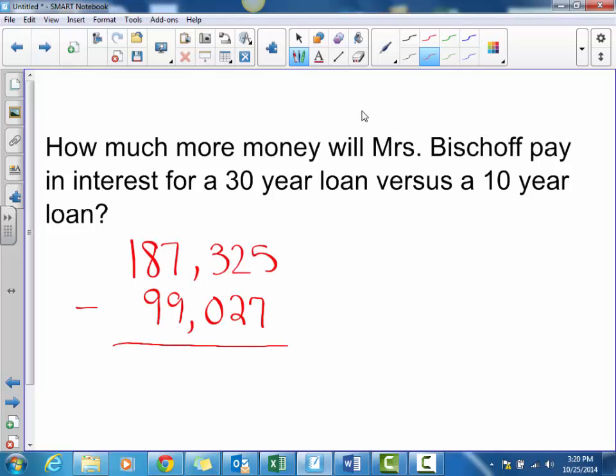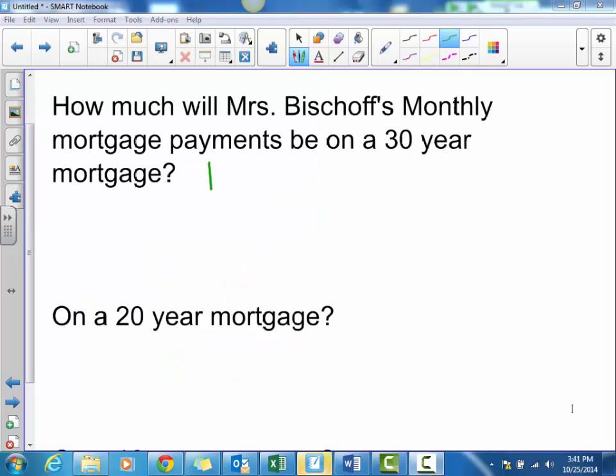Now, how much would I pay for a 10-year loan versus the 30-year? Well, again, the 30-year loan ends up costing me $187,000 minus my 10-year loan of $99,027. So I end up paying an additional $88,000. My next question is, how much would Mrs. Bischoff's monthly mortgage payments be on a 30-year mortgage?